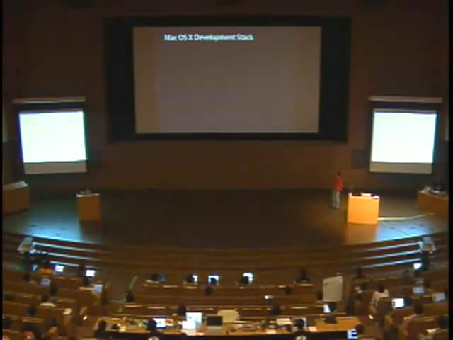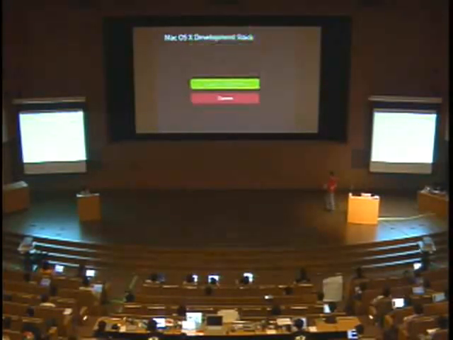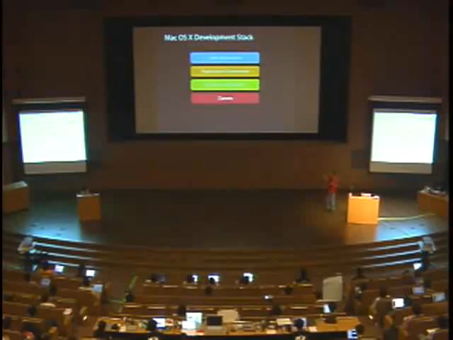And if you look at the macOS 10 development stack, you will see that there are 4 layers. The first one is Darwin. Darwin is the very low-level base of macOS 10. It includes the kernel, but also libsystem, which is the C library, plus a few other utilities like launchd, ASL, and so on. This is the core of the system, and it's all written in C.